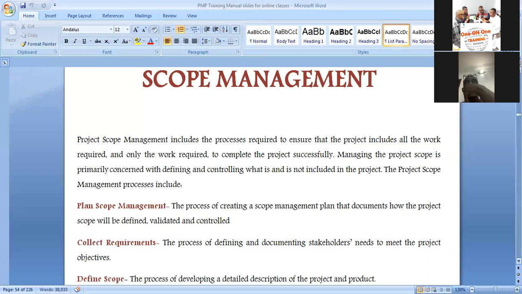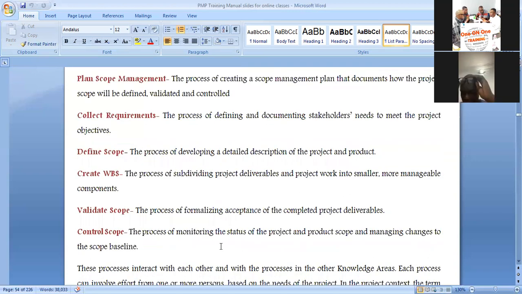And once we integrate all these, we will come up with two things. It's either we are coming up with the product description or we are coming up with the project description. So two things we will have: the product and project descriptions. That leads us to defining the scope. In this process, we'll come up with a detailed description of the project and the product.